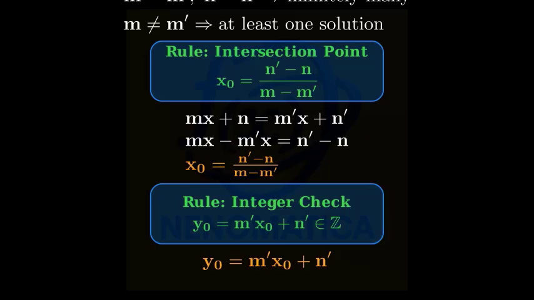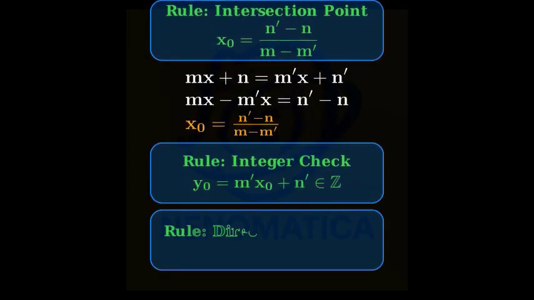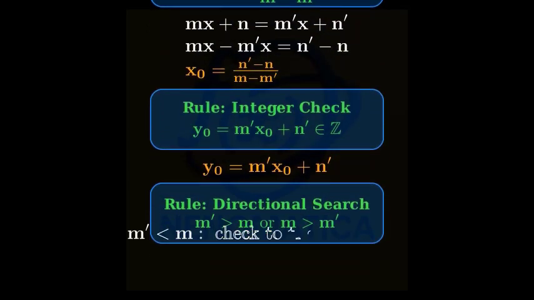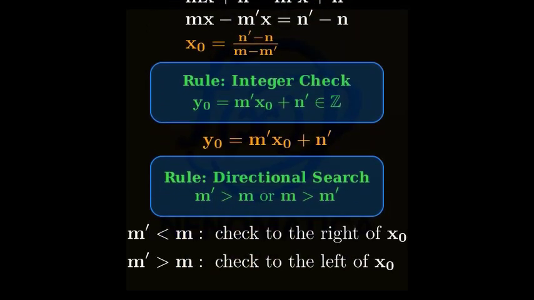Step 5. Use the directional rule. If m' is greater than m, additional solutions may lie to the left of x0. If m is greater than m', additional solutions may lie to the right of x0.